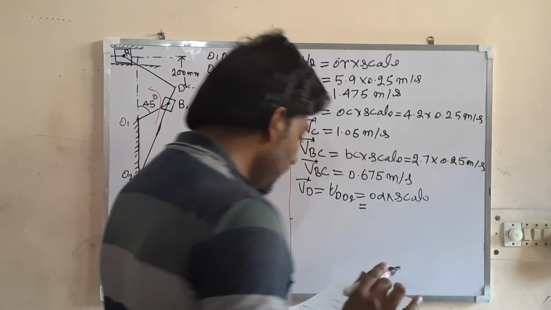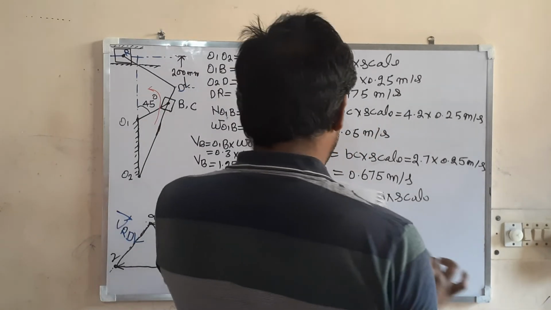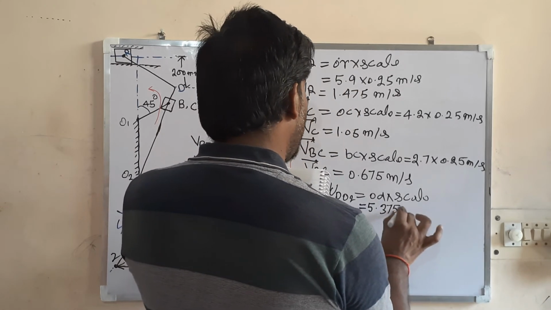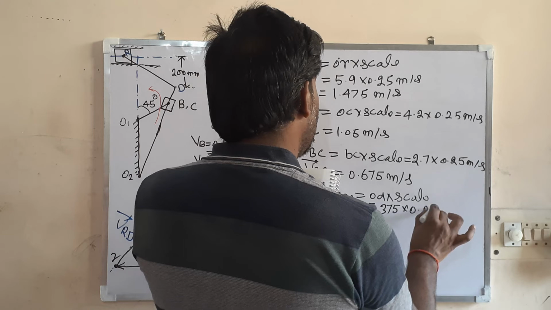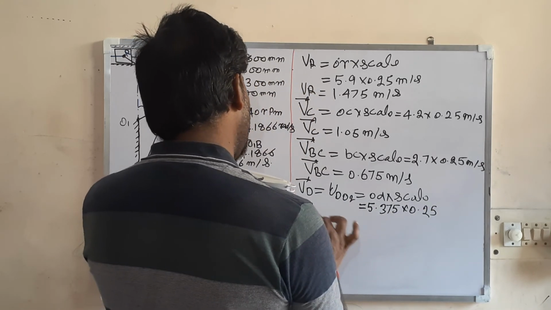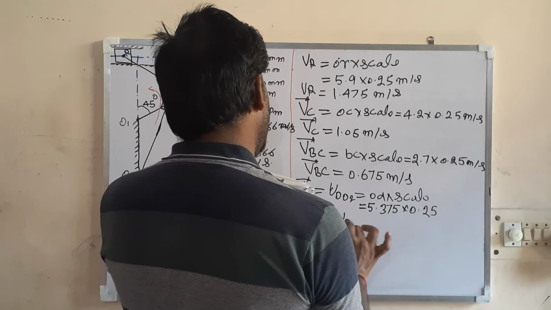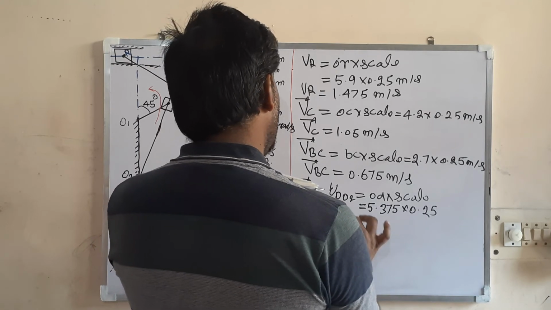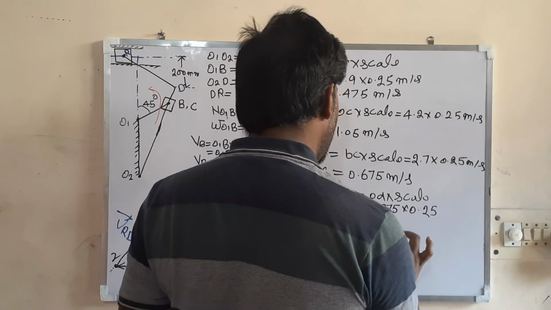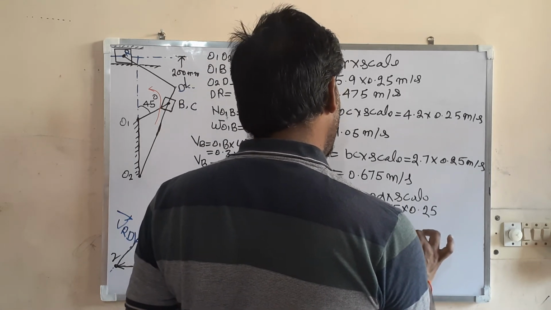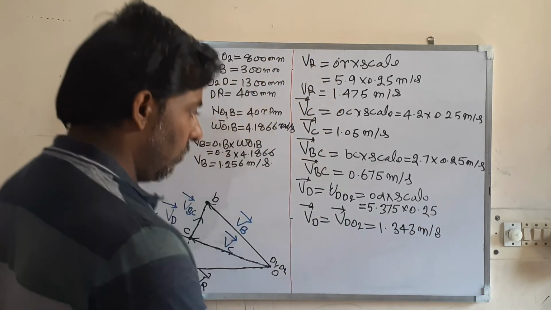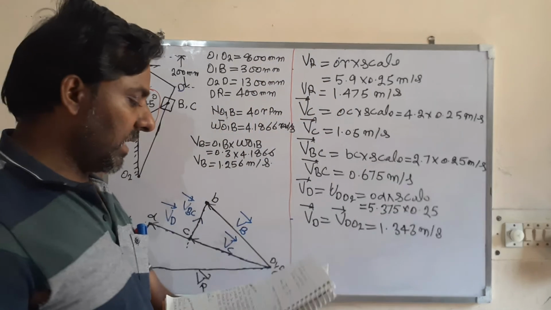So OD is equal to, I am getting 5.375 into scale 0.25. So velocity of point D with respect to O2 is equal to, I am getting 1.343 meter per second.